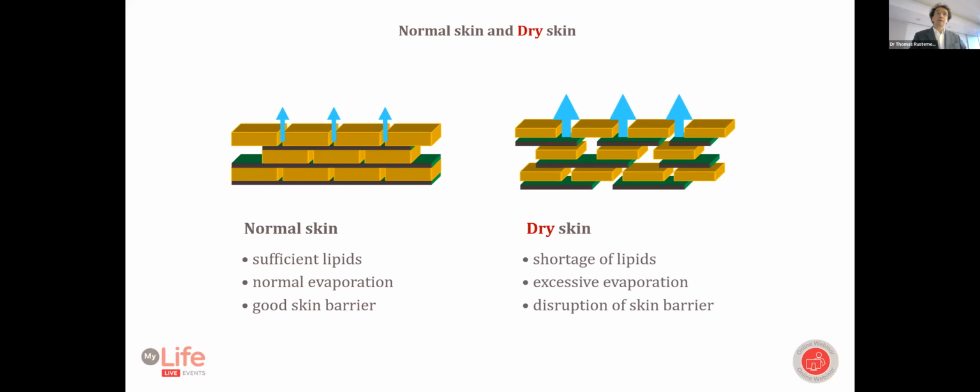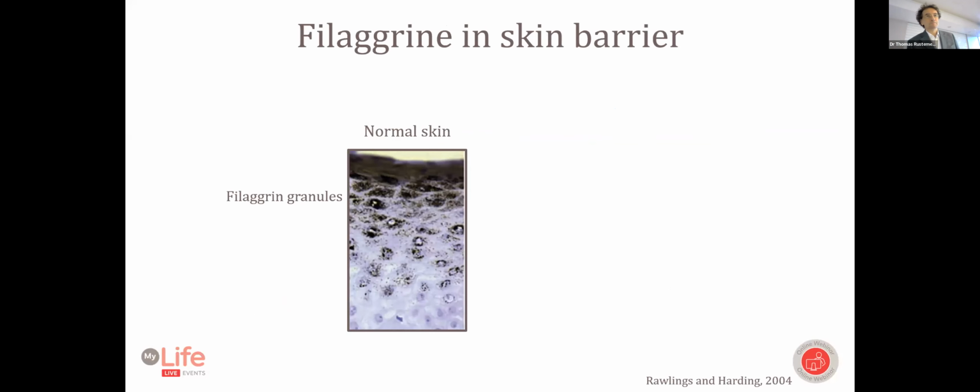And others already have a genetically impaired skin barrier with holes in. A shortage of lipids leads to dry skin. Water can evaporate more easily, and this leads as a consequence to the disruption of the skin barrier and irritation. Nowadays, we do know why.